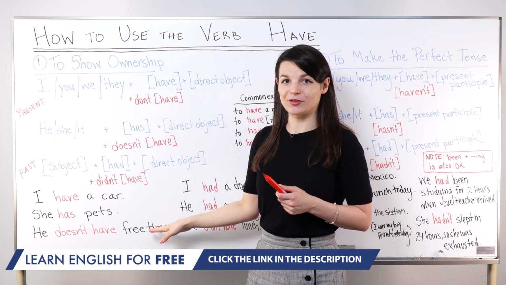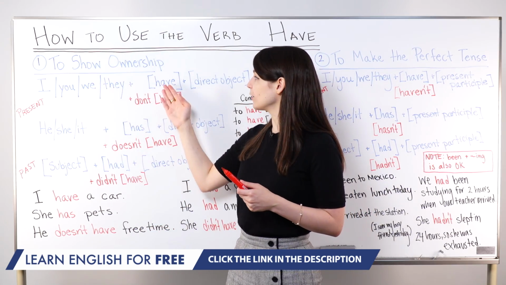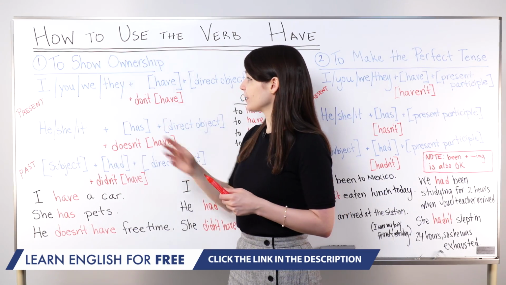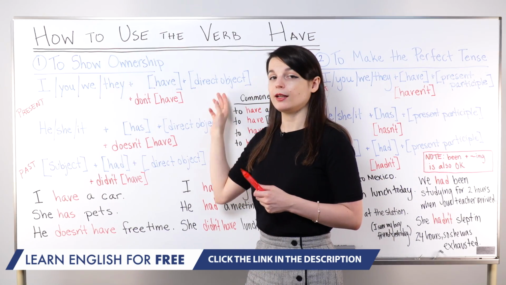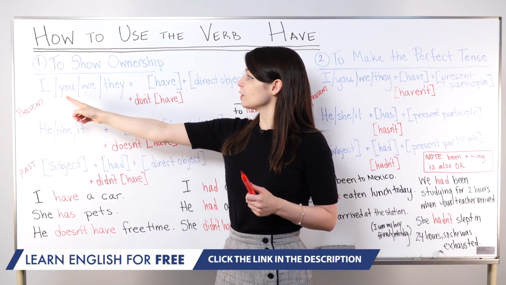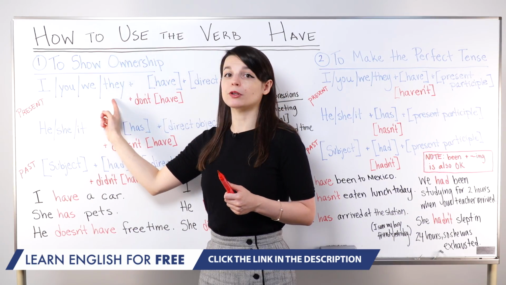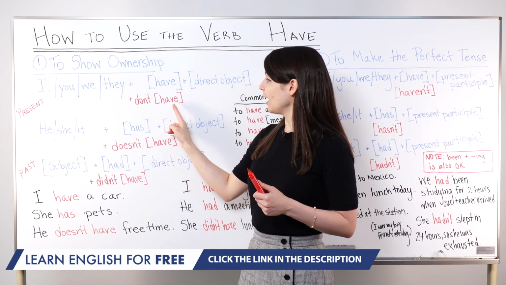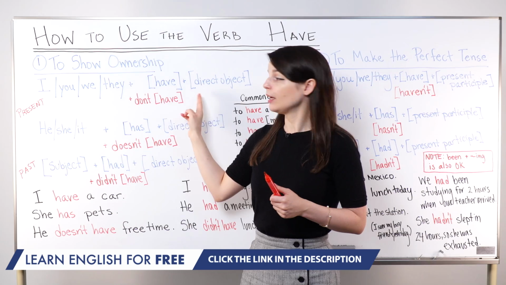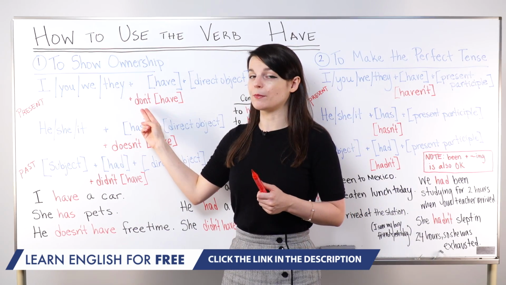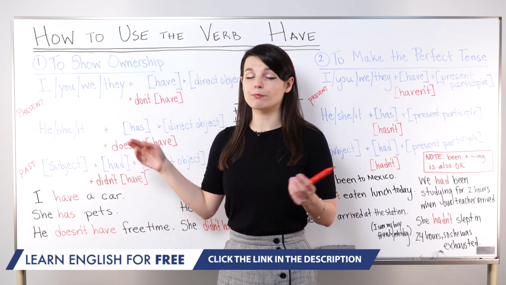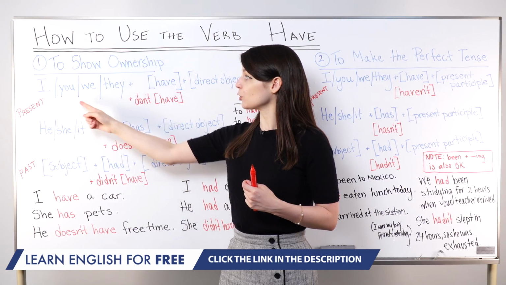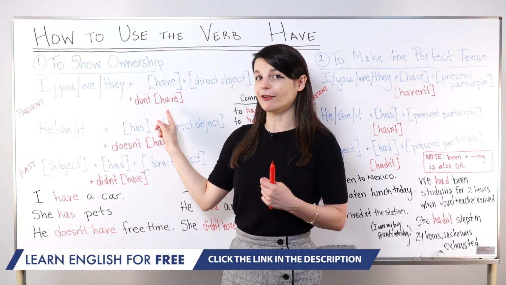We'll look at some examples in just a moment. This is the basic pattern for a simple statement of ownership with the verb have. This is a positive statement in blue. To make a negative statement, we use, again, the same kinds of subjects with don't, and then have, and our direct object again. So don't is the reduced form of do not. You can use both of them, but in everyday speech, we typically use don't. So I don't have, you don't have, we don't have, they don't have.